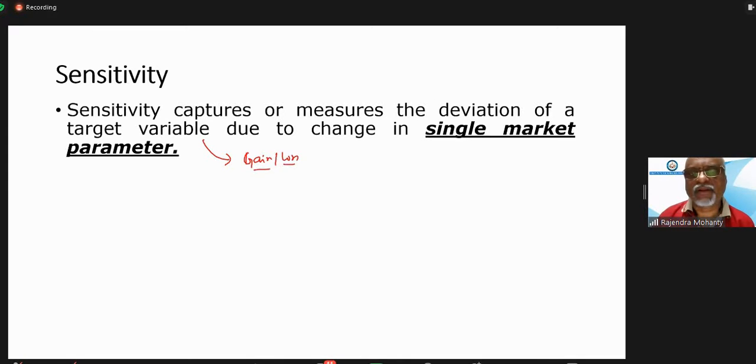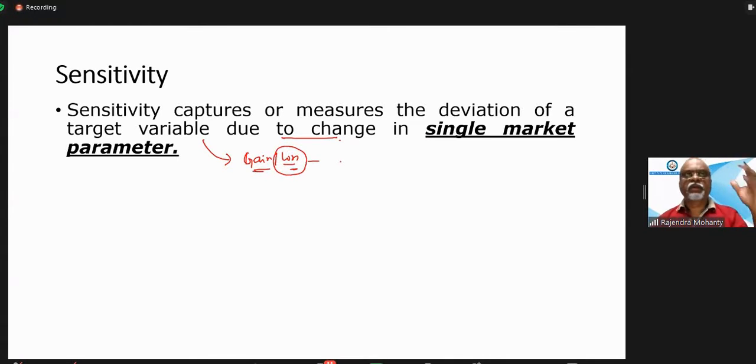Our variable is gain or loss, which varies. So either there will be gain or there will be loss, and what will be the gain or loss. So that is the variable we want to measure. So deviation of target variable, how much? Normally risk means we are measuring the loss. When there is a gain, there is no risk at all. So we will measure the loss. So how much is the loss changing? What is the deviation of this loss? How much is the loss moving due to change in a single market parameter?